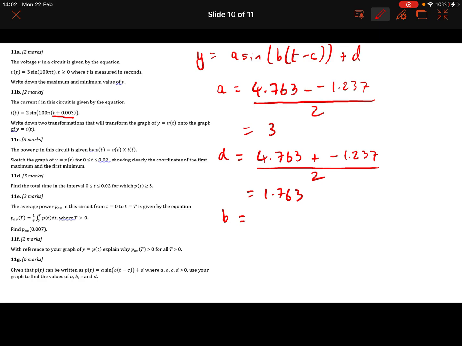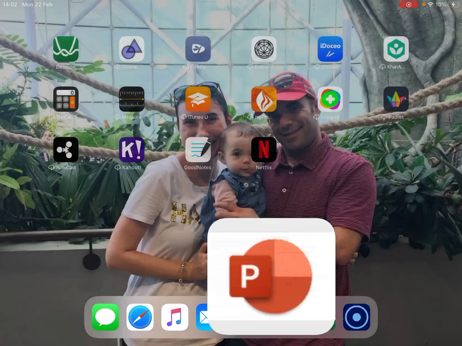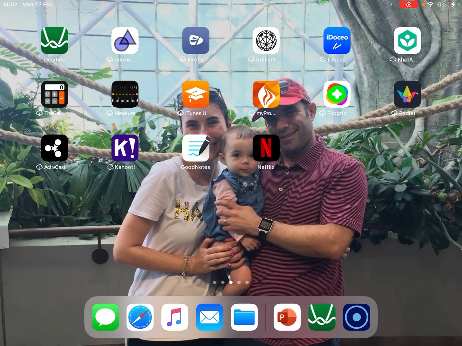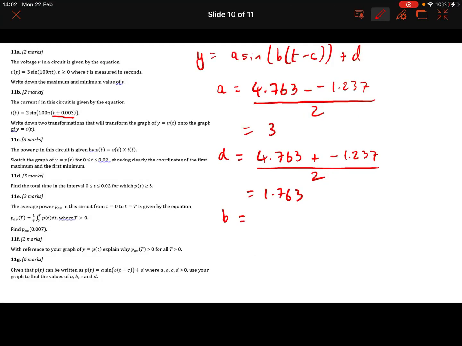If you want to find the period of the transformed curve, or the value of B, to make it the right period, you're just going to do 2 pi divided by the period. So that is going to be 200 pi. So basically the value of B is always going to be 2 pi divided by the period of your function. So that finds B.